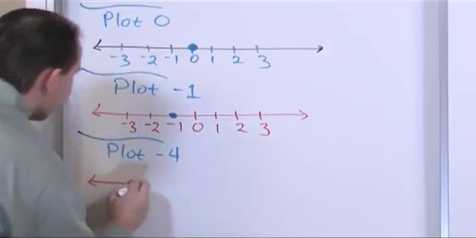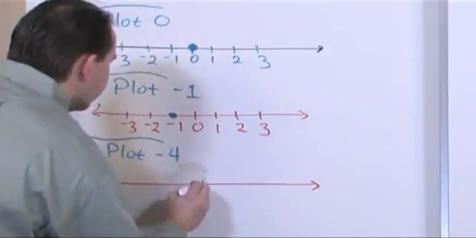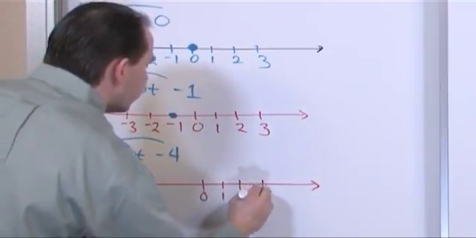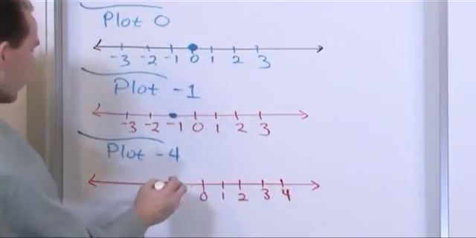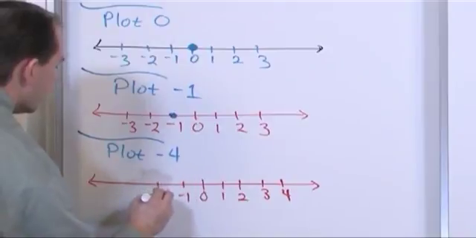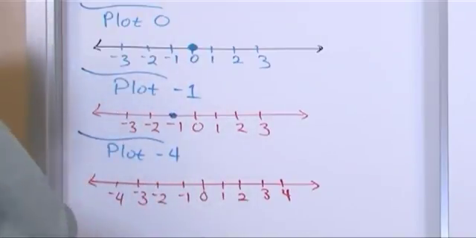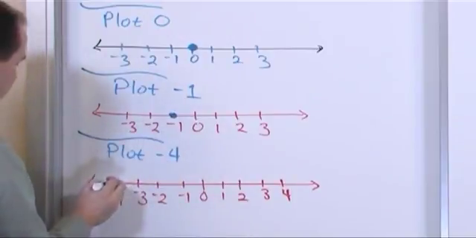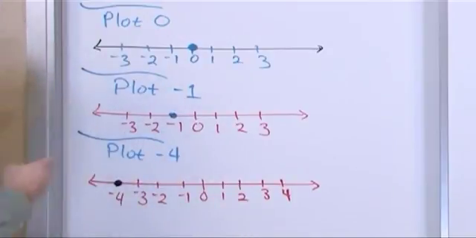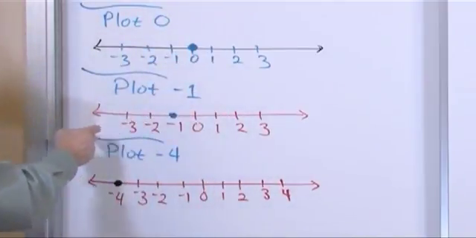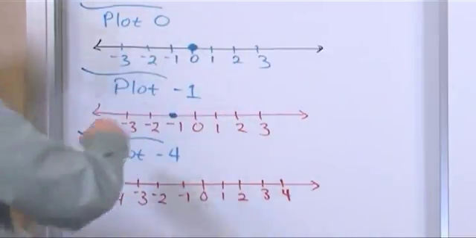Then we would have something like this. 0 is always in the center. 1, 2, 3, 4 goes on and on forever. -1, -2, -3, -4 goes on and on forever. And of course, -4 is the one way over here. So you see it's really a graphical way of plotting it, because you can see by looking at it that the negative numbers are more to the left and the positive numbers are more to the right.